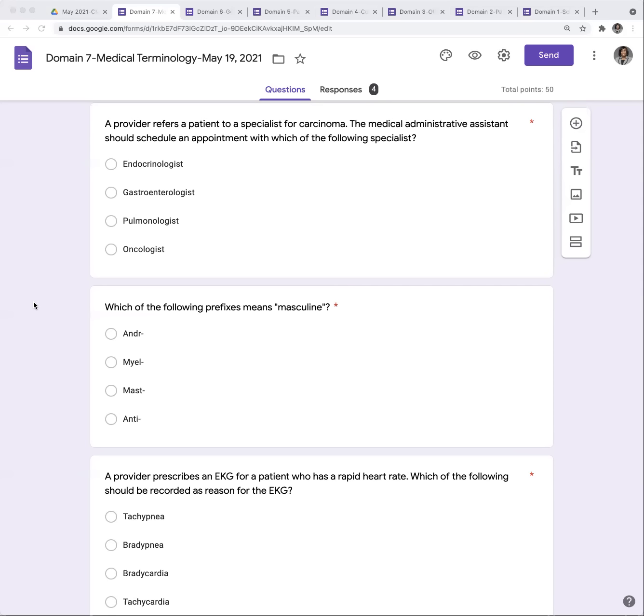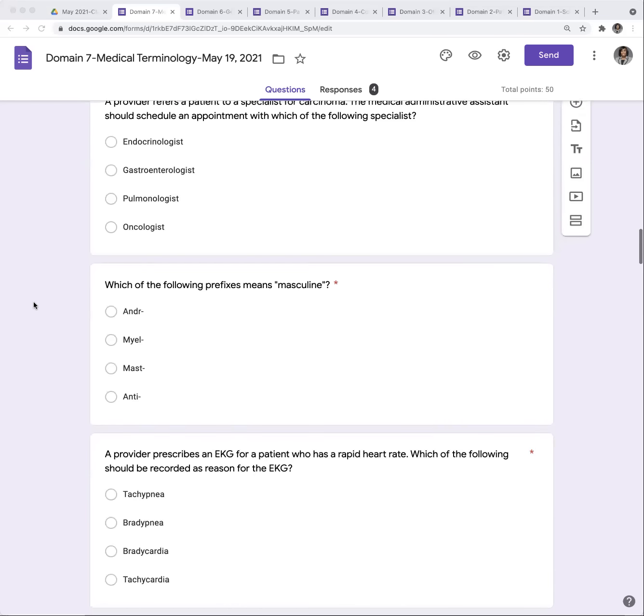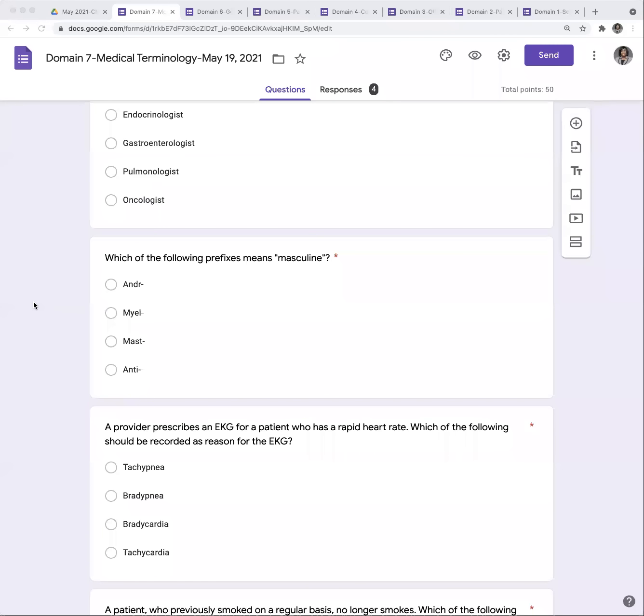Which of the following prefixes means masculine? ANDR. A patient prescribes an EKG for a patient who has a rapid heart rate. Tachycardia. Tachy is fast and Brady is slow. Nia, the P is silent, like in pneumonia. Nia is breathing, and cardi, as you know, is heart.